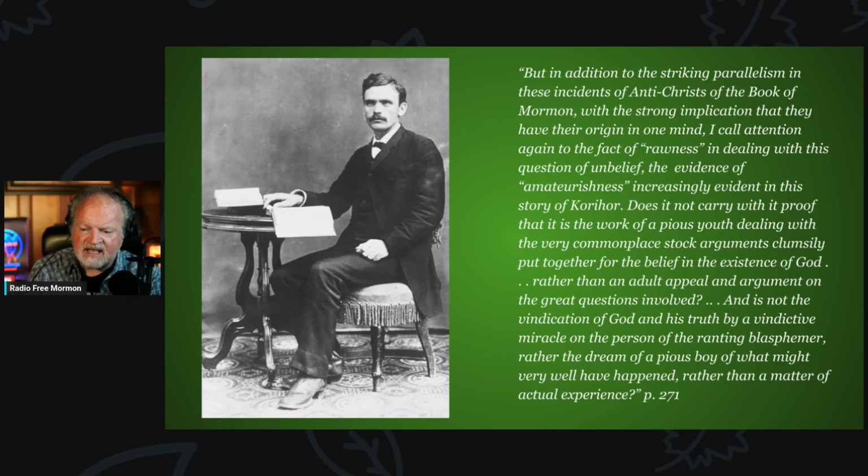And then he writes, and is not the vindication of God and his truth by a vindictive miracle on the person of the ranting blasphemer. All right. He's talking about what happens to Korihor at the end of the story, where Alma curses him and he is rendered dumb. He cannot speak. So that's what he's talking about, the vindication of God and his truth by a vindictive miracle. That's striking him dumb, the vindictive miracle on the person of the ranting blasphemer. That's Korihor.